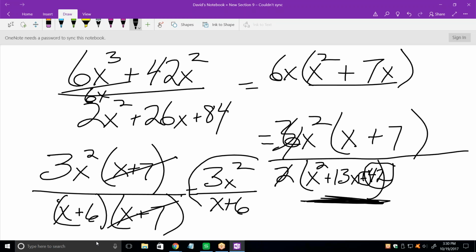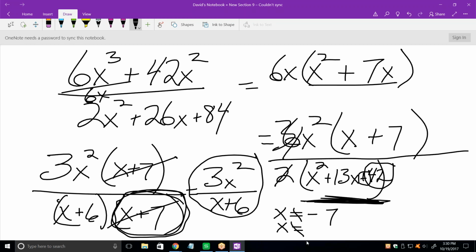That's the final function. What are the domain restrictions? What can x not be? -7. What else? Would it be 13 over 42? No. What you did was you figured out what it would take for that to be 0. Well, do the same thing over there. What does it take for that to be 0? Oh, -6. That's it. Simple as that.